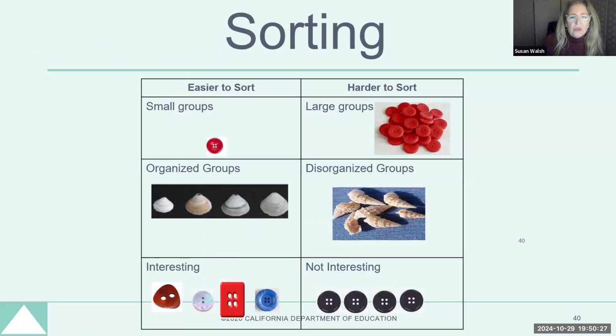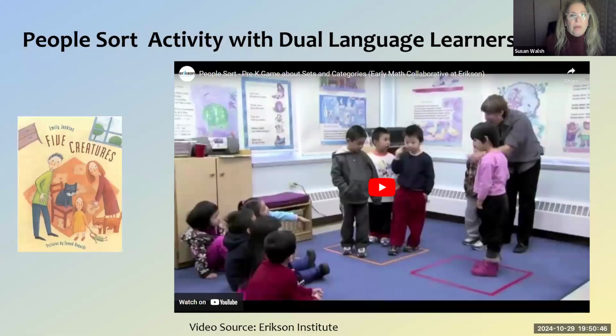It's easier to sort small groups than large groups. It's easier to sort organized groups, in other words, in a line, than disorganized groups. And want to motivate them? Give them something interesting. Those buttons are so much more interesting than the black ones, same black ones.